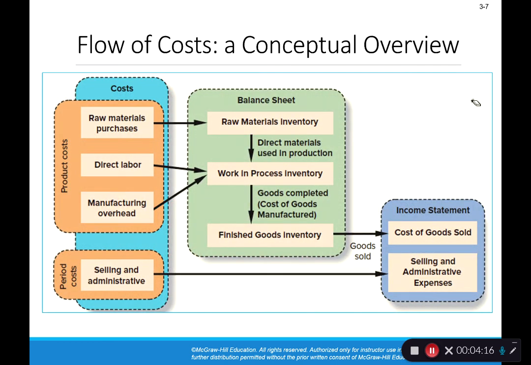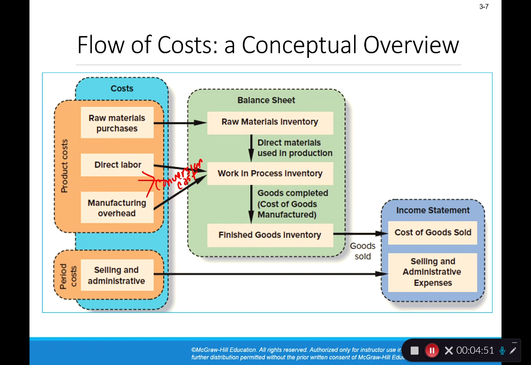So here's a nice little visual of how costs flow through an accounting system. We start with our raw materials and direct labor costs, and our overhead costs, which are our product costs. The raw materials, before we touch them, are raw materials inventory that show up on our balance sheet. Then the direct materials that are used get added to work in process, as well as our labor and overhead. Remember, labor and overhead are our conversion costs. We learned that, I think, way back in Chapter 1. So those are how we convert raw materials to finished goods.